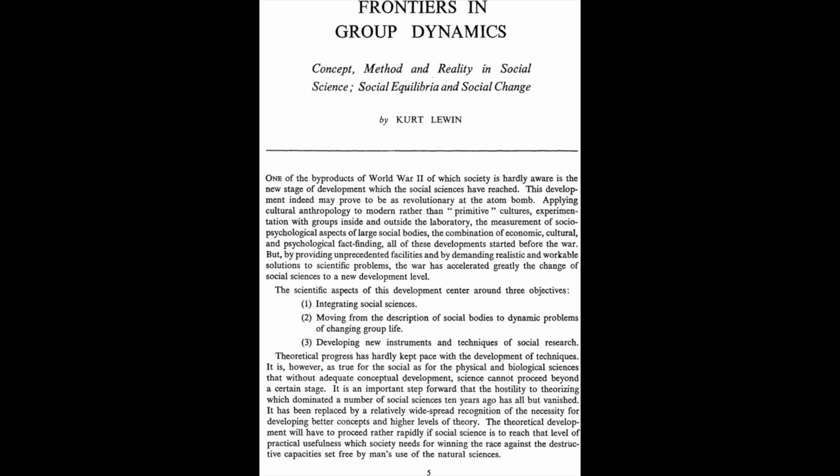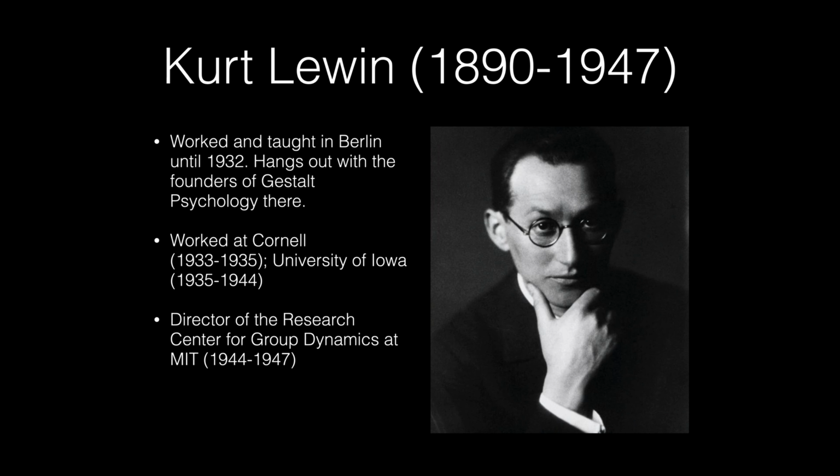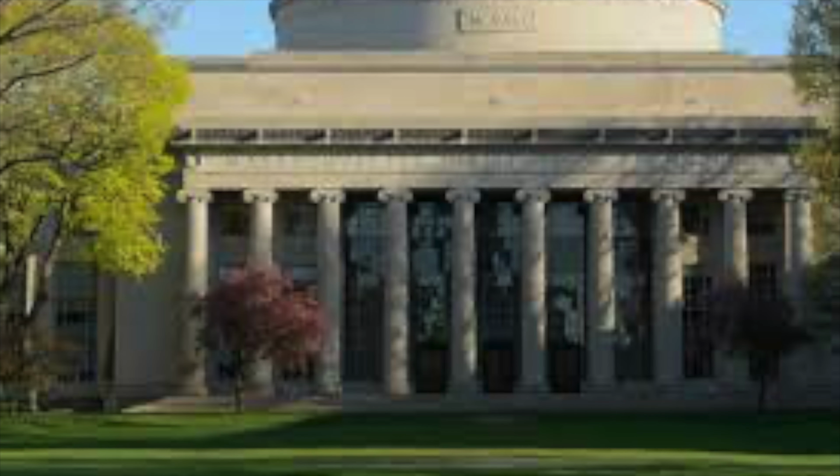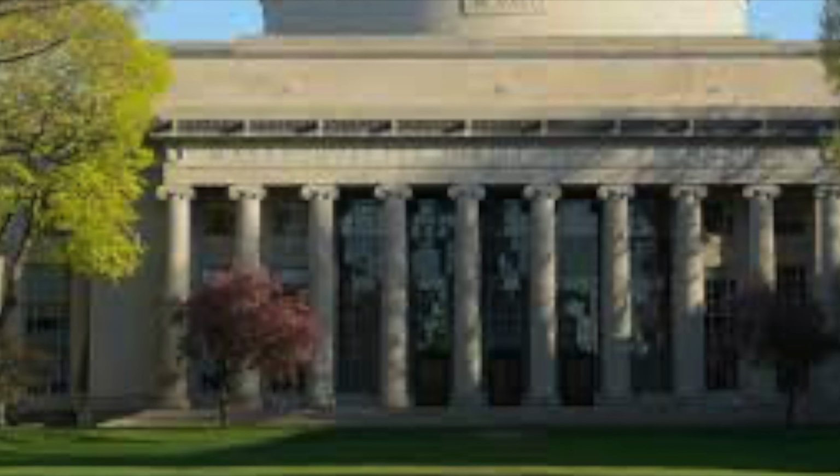He wanted to establish a center to research group dynamics, and in 1944, this dream was realized with the founding of the Research Center for Group Dynamics at MIT. At the same time, Kurt Lewin was also engaged in a project for the American Jewish Congress in New York, the Commission of Community Interrelations.